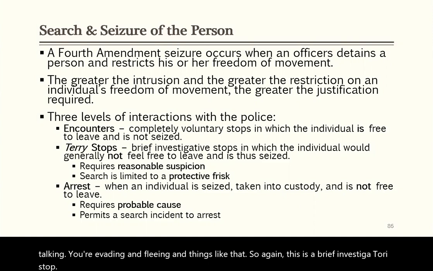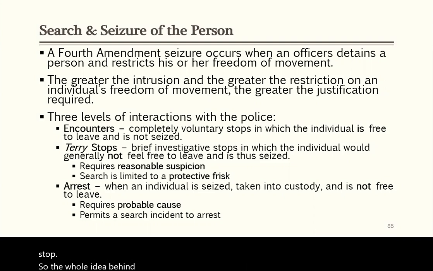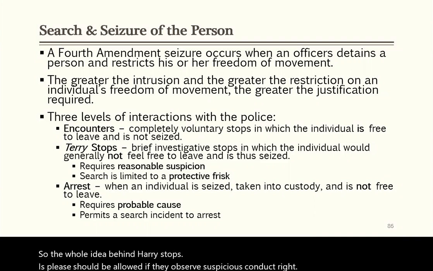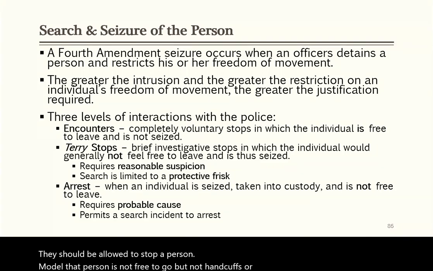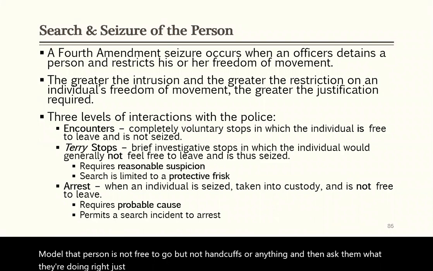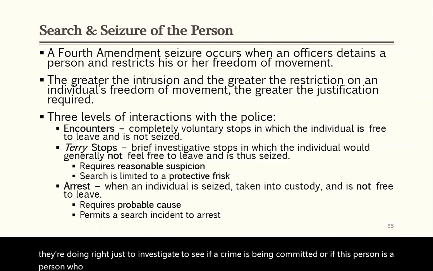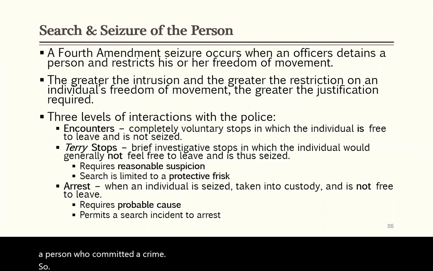So the whole idea behind Terry stops is police should be allowed to, if they observe suspicious conduct, stop a person. Not that the person's free to go, but they're not in handcuffs or anything. And then ask them what they're doing, just to investigate to see if a crime is being committed or if this person committed a crime. So in order to effectuate a Terry stop, we have to have what's called reasonable suspicion, right?